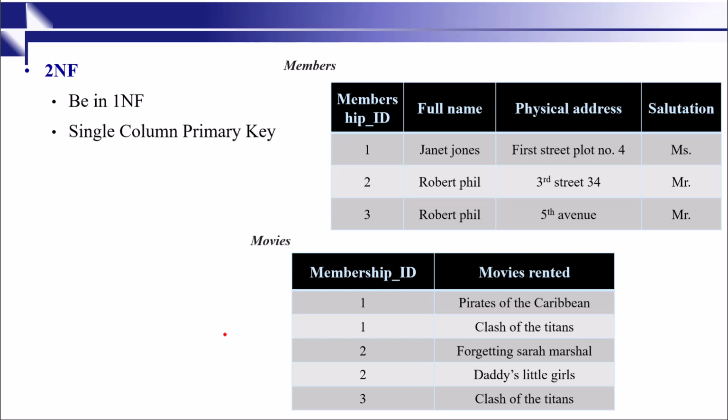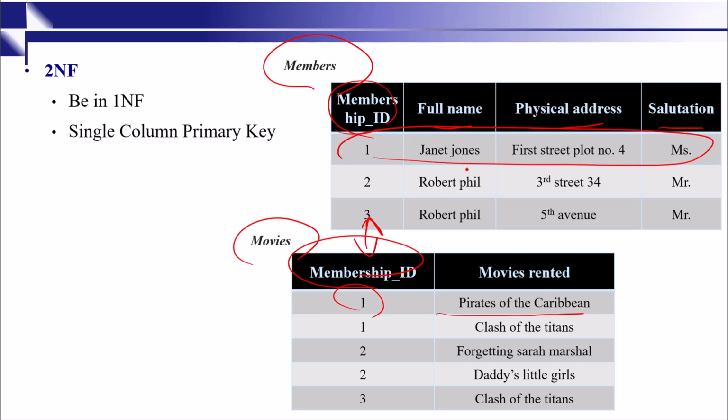We created a member table and also a movie table here. The member table has membership ID as the primary key, and we have full name, physical address, and salutation, and we store them once. Then we have a movie table here. This links with membership ID, so these two tables are connected with each other. For example, membership 1 has movies rented here and the information is here.